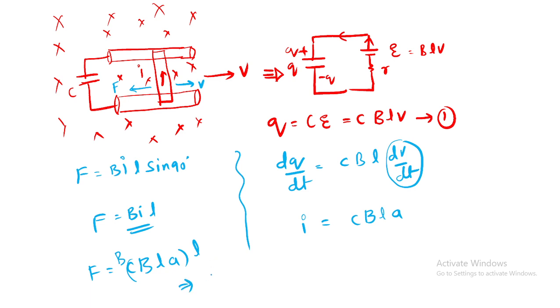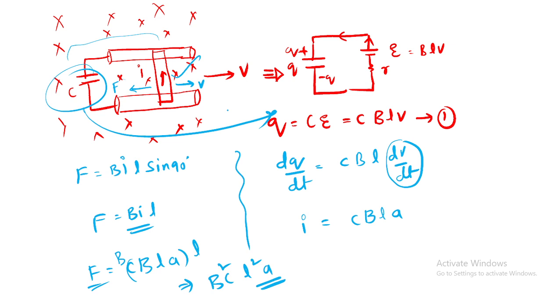Now it becomes B squared C L squared times a. That is the magnetic force experienced by this particular rod, the capacitor charge. So different questions can be possible.